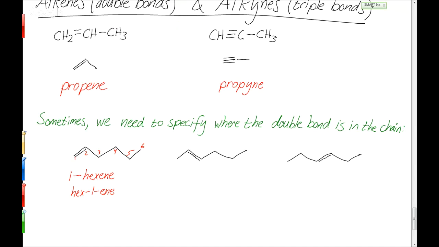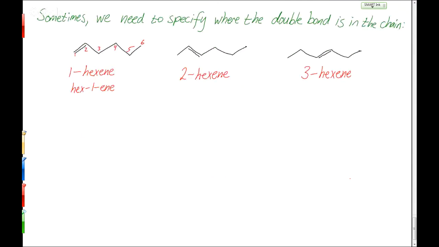The next one then would be 2-hexene, because the double bond starts at carbon number 2. And then what about the last one? 3. Everybody see that? The double bond starts at number 3. So this one's 3-hexene. So that's one issue that comes up with double bonds. We need to specify where it is in the chain, so we put this number.